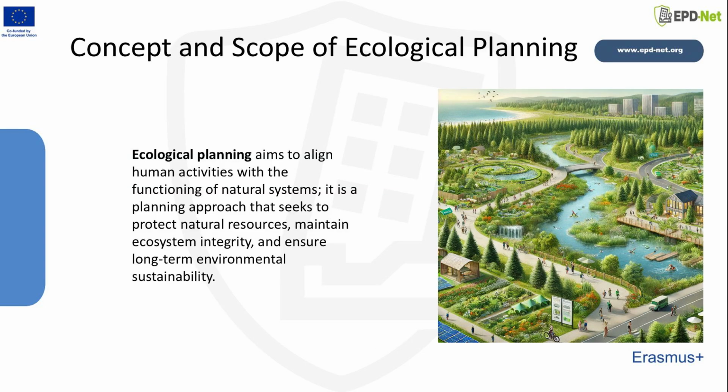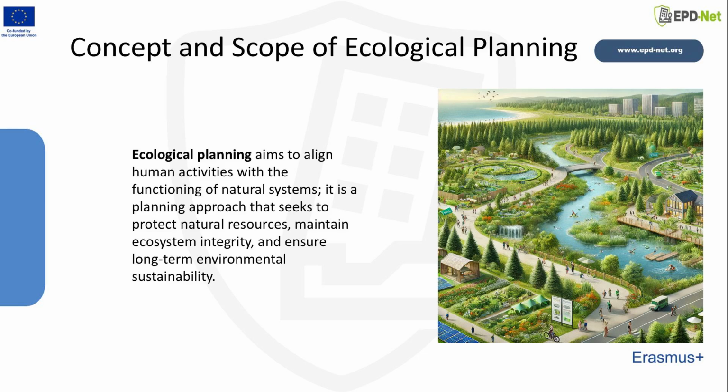Ecological planning is a planning approach that integrates biophysical and socio-cultural information into decision-making processes, taking into account the capacities and limitations of natural systems. This approach aims to produce more appropriate, sustainable, and rational decisions regarding land use and resource management by considering the relationships between human activities and the natural environment.